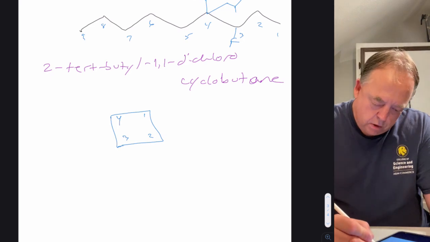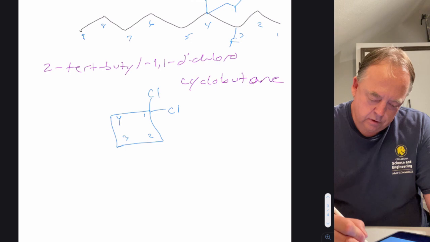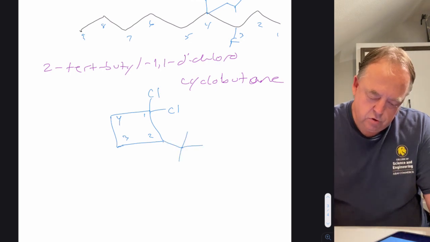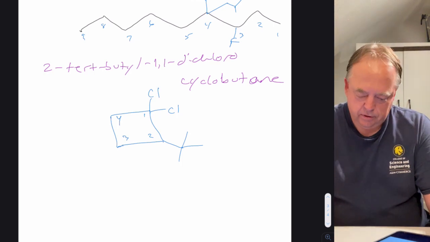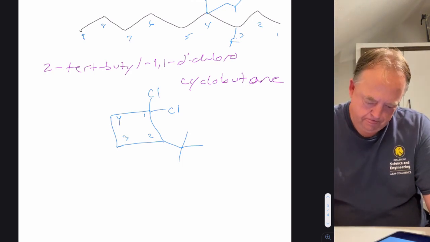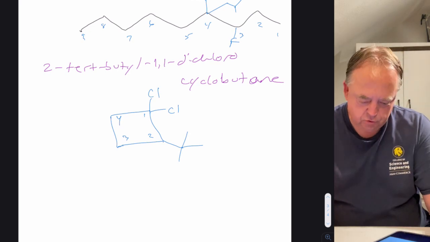So on carbon number 1, right, you have 2 chlorines, and on carbon number 2, you have a tert-butyl. So that's a 2-carbon chain with 2 methyls on the first carbon. So that would be a tert-butyl. This name is still not right. No, this name is right.